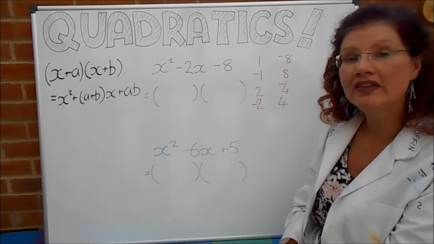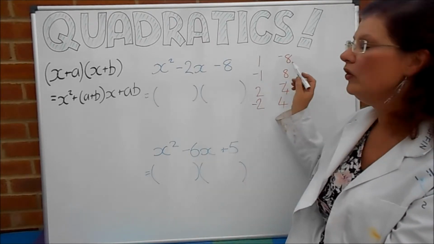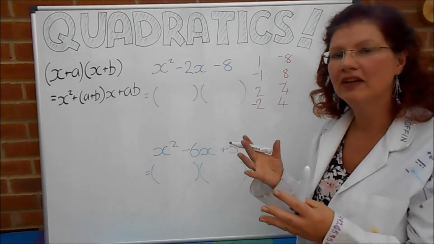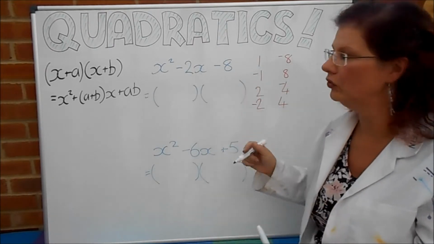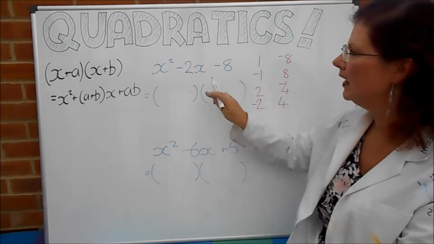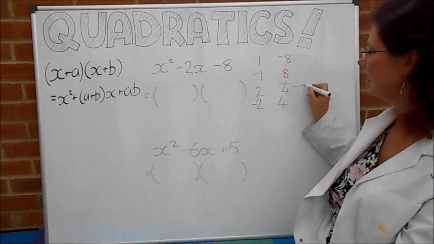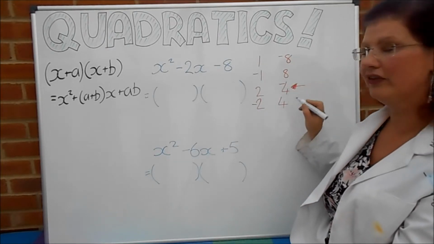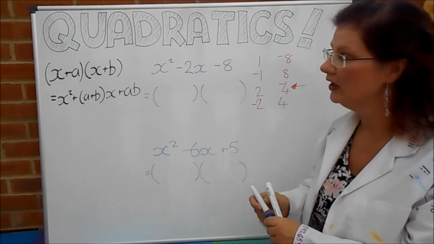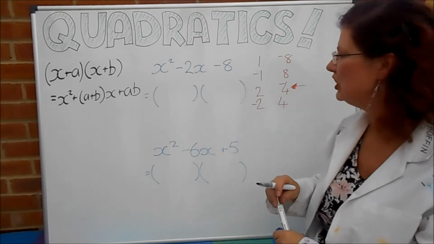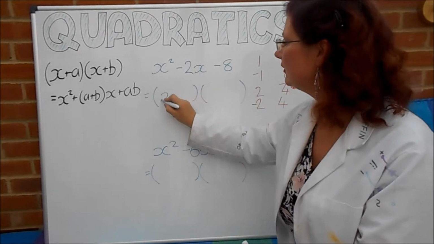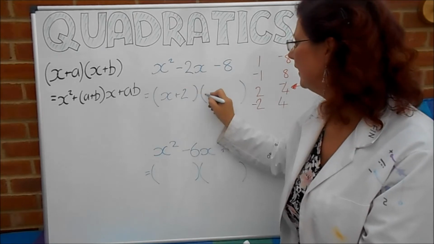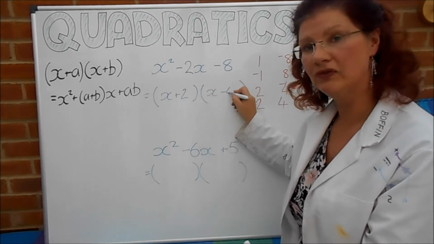Out of these, hopefully something should start jumping out at you. 1s and 8s make things like 7s and 9s. They don't make 2s. However, 2s and 4s are good. We need negative 2, so when you add those ones, you get negative 2. So let's pop them in and then multiply out to check. So we want an x plus 2 and an x minus 4.